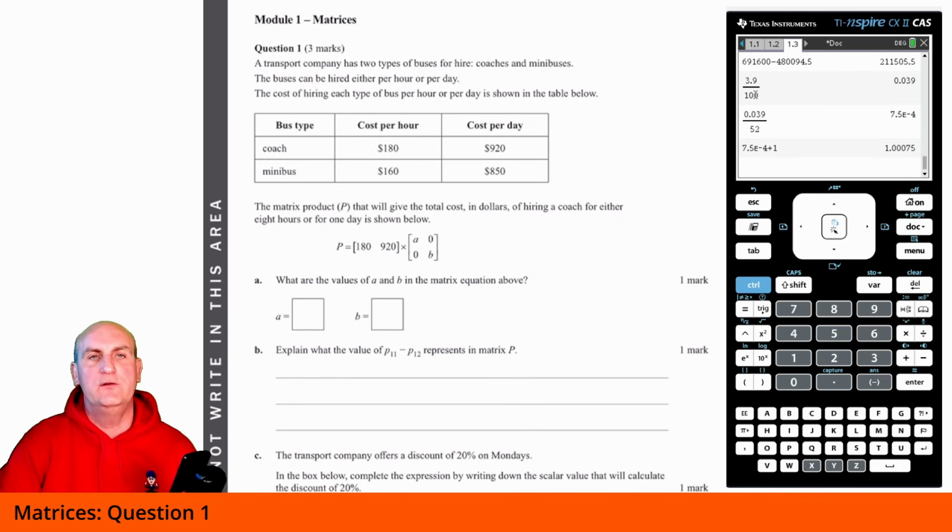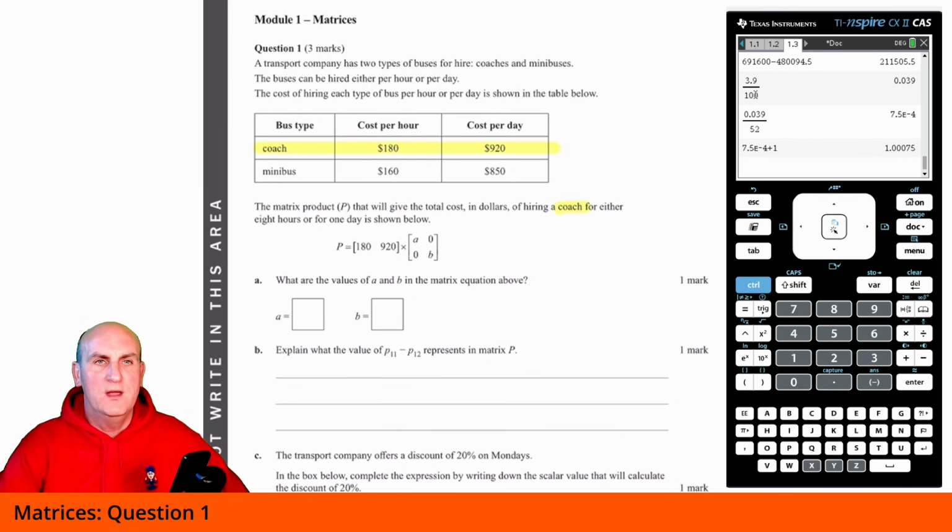Question number 1, 3 marks. A transport company has 2 types of buses for hire: coaches and minibuses. The buses can be hired either per hour or per day. The cost of hiring each type of bus per hour or per day is shown in the table below. A matrix product P that will give the total cost in dollars of hiring a coach for either 8 hours or 1 day is shown below. Now, the trick to this question was it actually said coach. I've done this question before and I got tripped up. It was really annoying. What are the values of A and B in the matrix equation below?